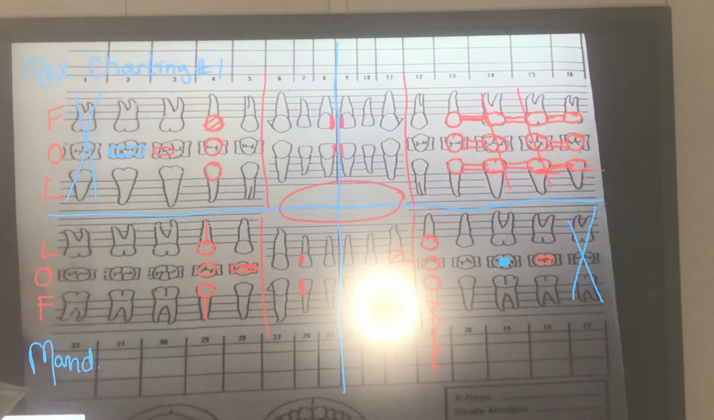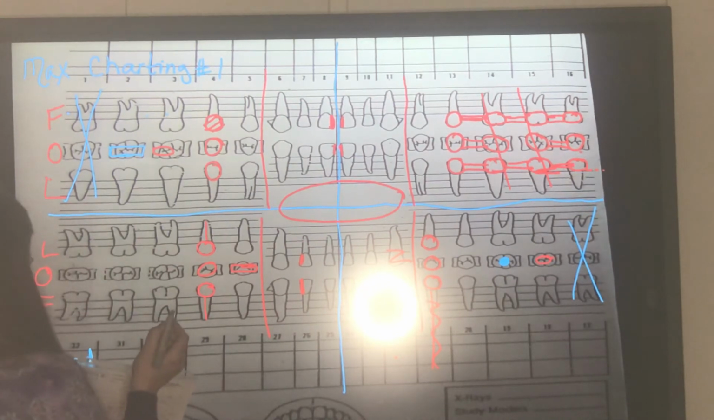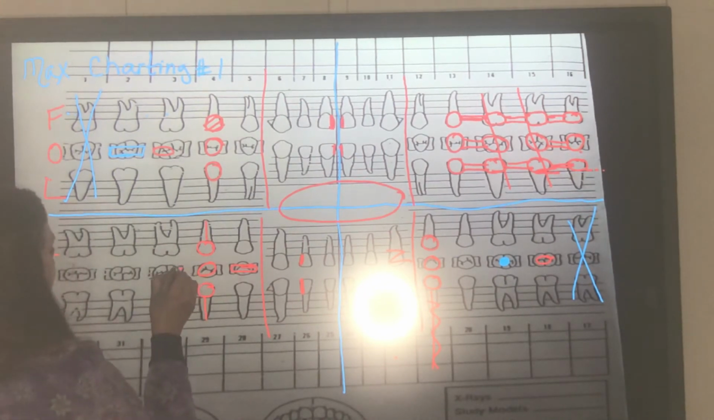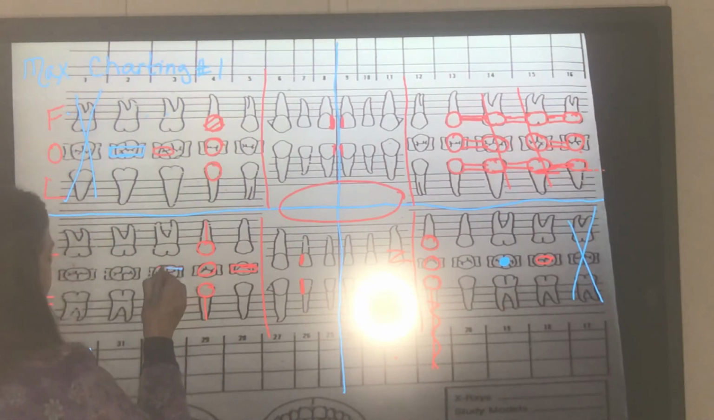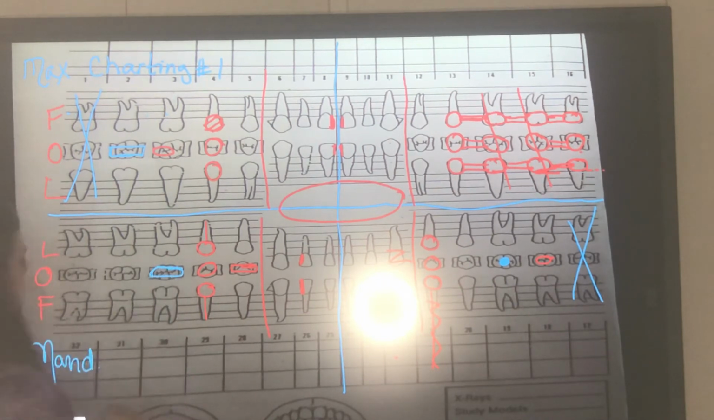Okay. Tooth number 30 has an MOD composite. Oops. Blue. MOD composite. Make sure it's all blue. Okay. And 32 is missing. So, big old X. I hope you guys got that.